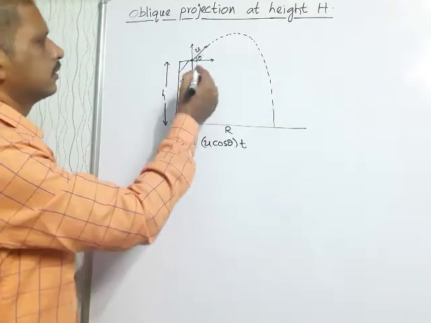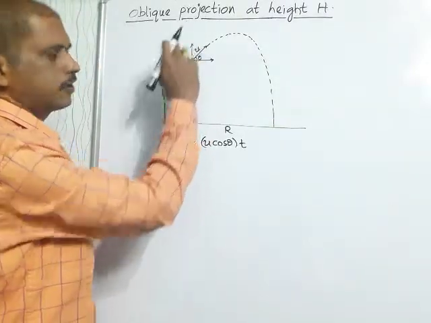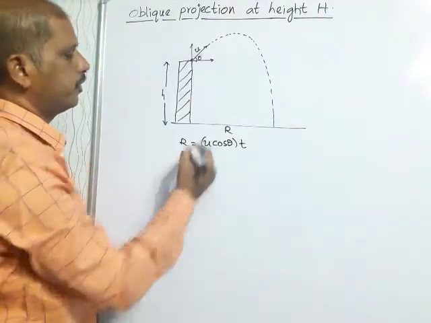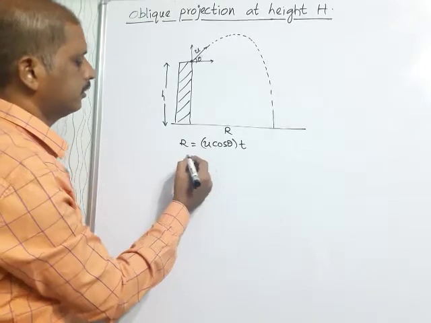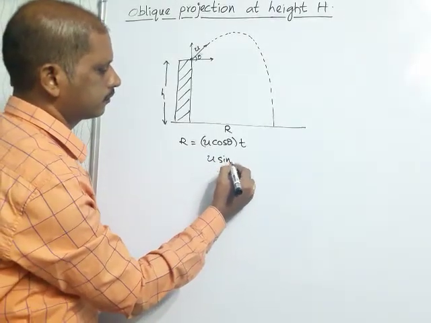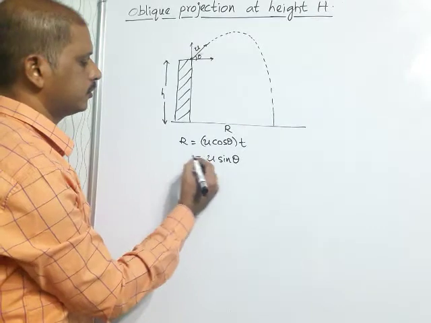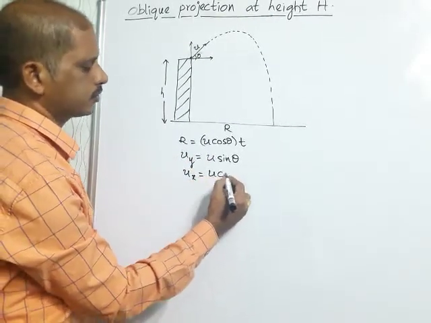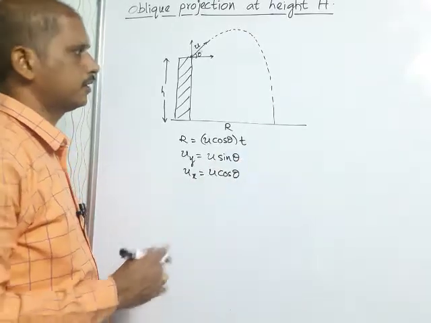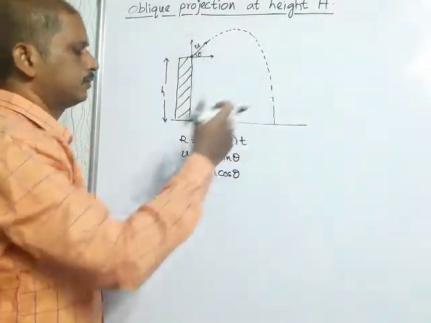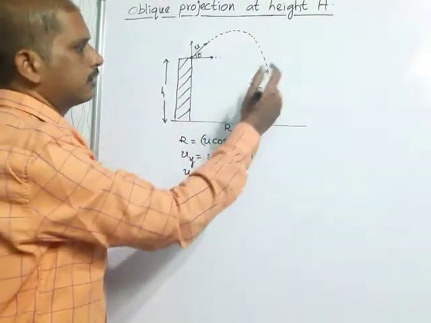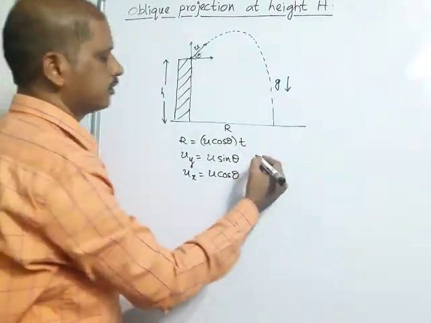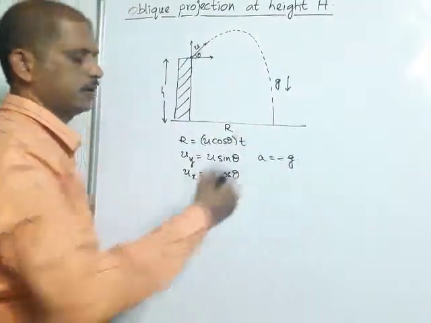So here, if the body is projected upward, then the vertical component you have to take is u sin theta. So this is uy. Ux is equal to u cos theta. But when it is coming down, it is moving down, which means acceleration a is equal to minus g, you have to take.